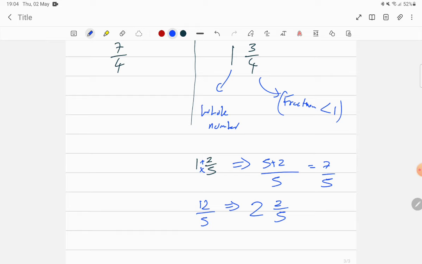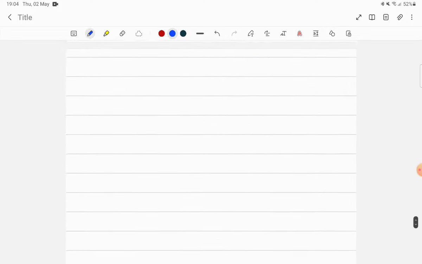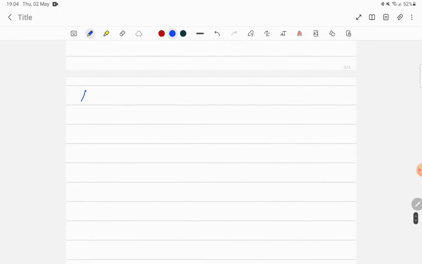So that's in terms of fractions. And we will go into adding and subtracting fractions.